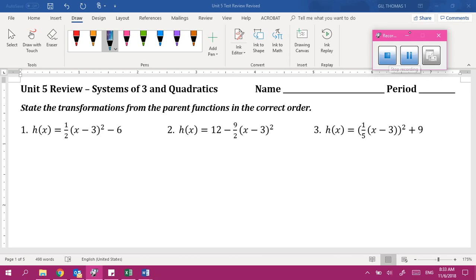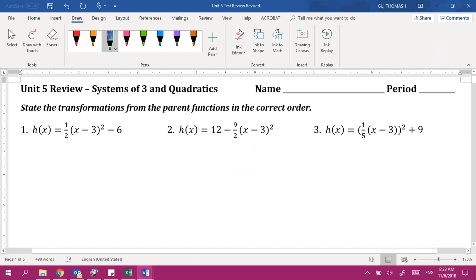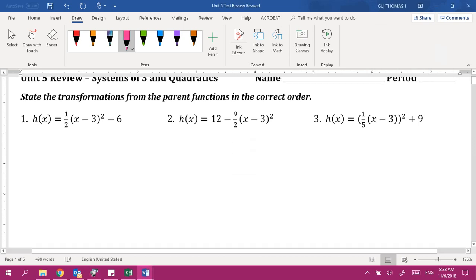Alright, so we're going to do 1, 2, and 3 together because they're all transformations. So we just want to state the transformations in the correct order. Correct order means left to right. So on number 1, what's the first transformation you see?